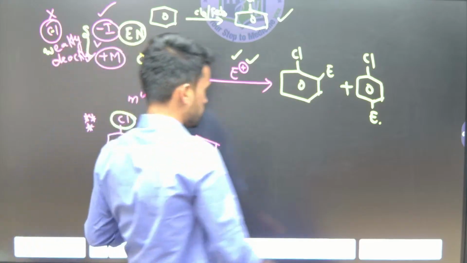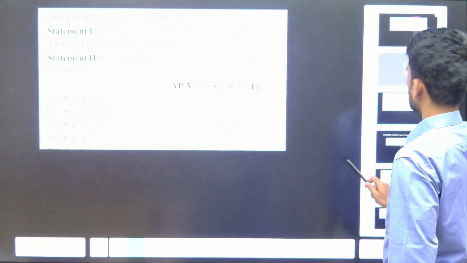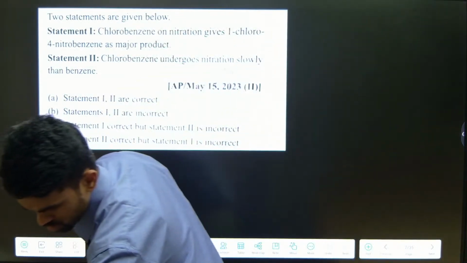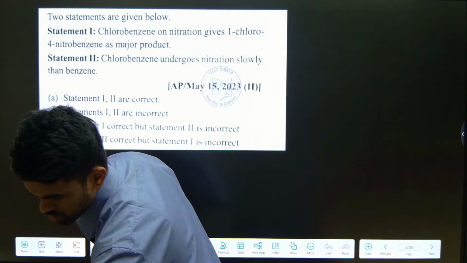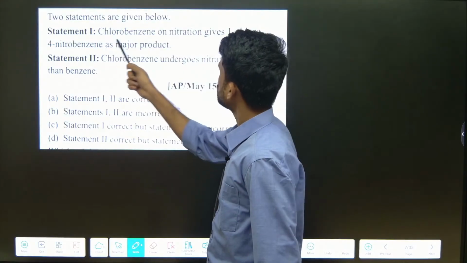After this, look at this. There are two statements given here. Statement 1 says chlorobenzene on nitration gives 1-chloro-4-nitrobenzene as major product. Statement 2: chlorobenzene undergoes nitration slowly than benzene. These are the two statements.